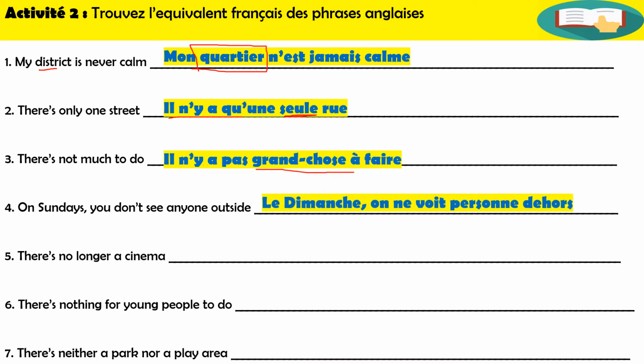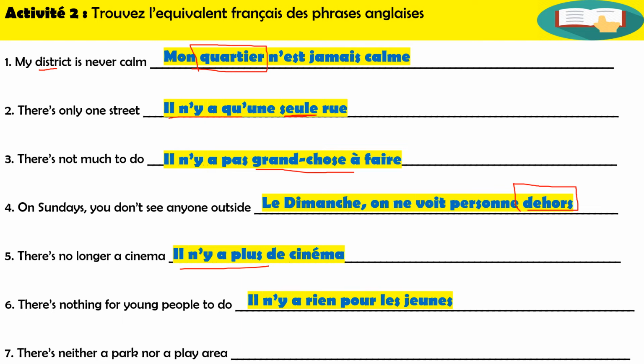On Sundays, you don't see anyone outside. We looked at this. Le dimanche, on ne voit personne dehors. This is a beautiful word for outside. There's no longer a cinema. Il n'y a plus de cinéma. This is a key negative. You've got to learn it. There's nothing for young people to do. Il n'y a rien pour les jeunes.